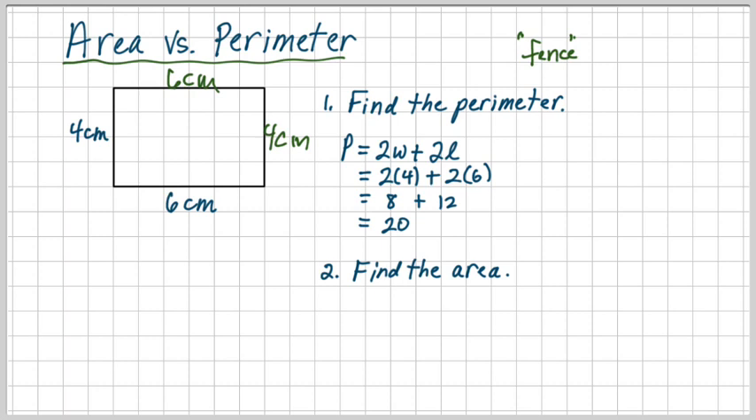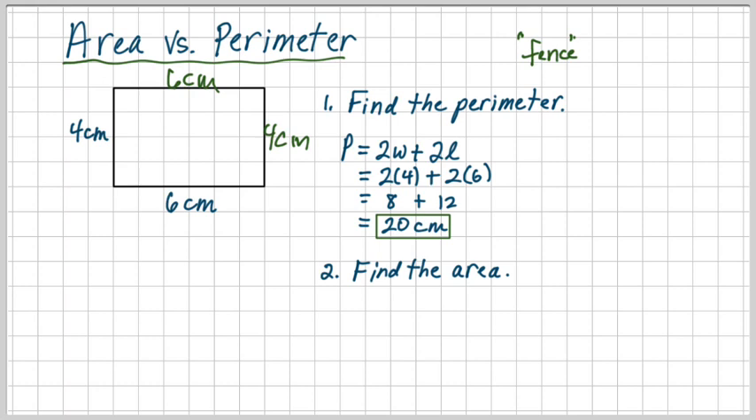Now the question is, 20 what? Well, if you had a measuring stick and you went around the figure, you would just be adding these numbers basically, and so it's just going to be centimeters. All right, so it's just a distance along that outer fence. All right, let's look at area.